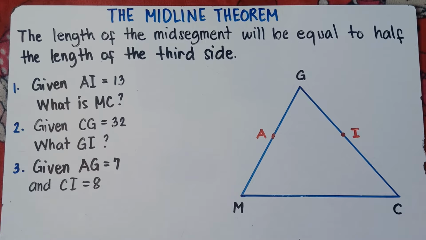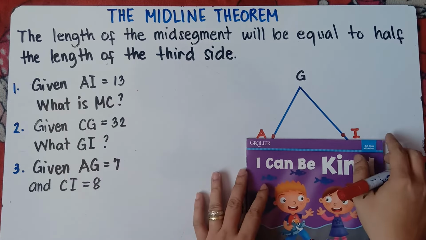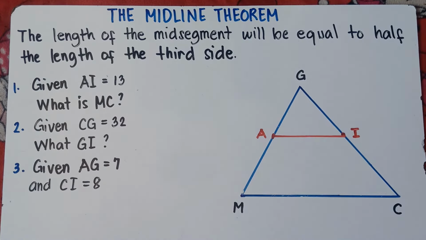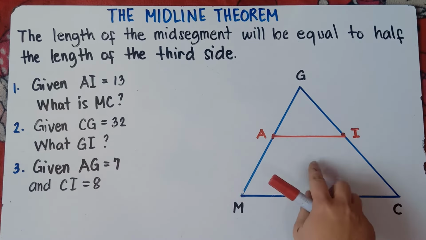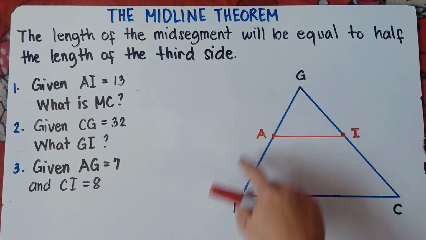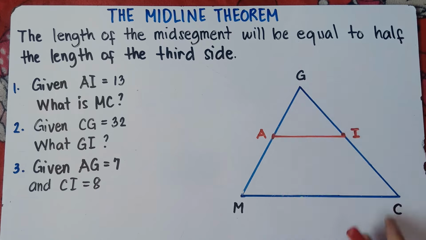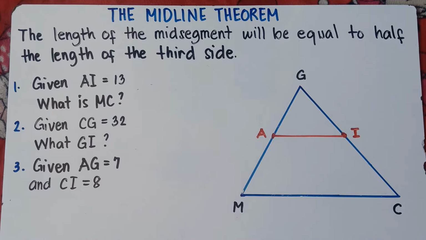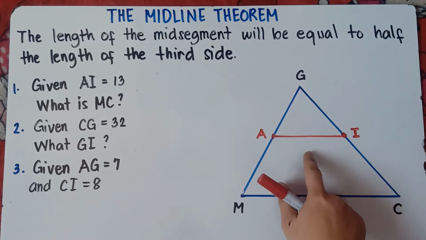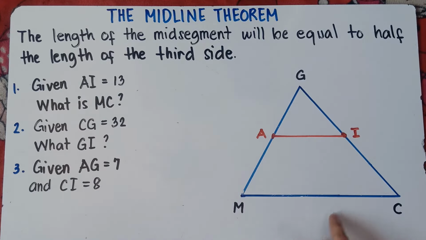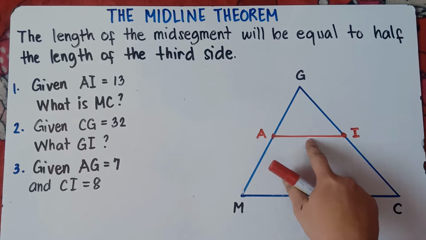And if we connect these midpoints, we get line segment AI. This AI is parallel to line MC. According to the theorem, if we get the midpoint of MG and the midpoint of GC, that is I, the length of this midsegment AI will be equal to half of the length of the third side. So this is our third side, and the length of AI will be equal to half of this length.